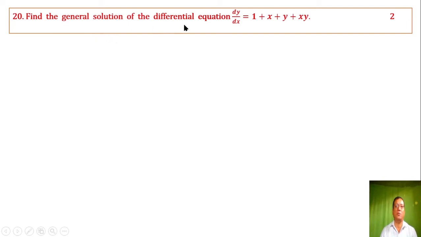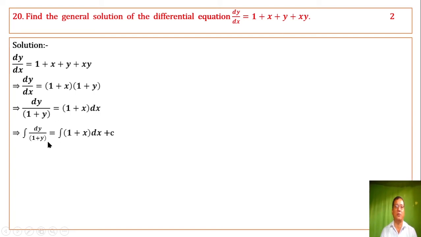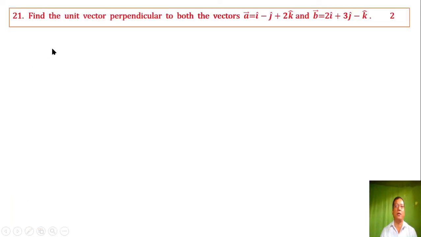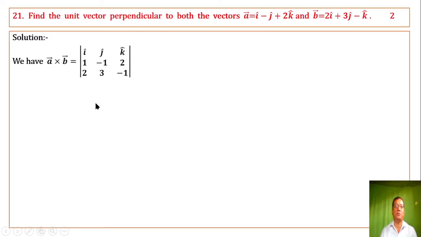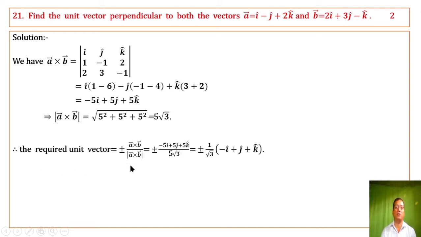Find the general solution of the differential equation, this, 2 marks. We have this factorized right hand side and apply separation of variables. We get this. Integrating both sides, plus constant of integration, whose integral is this, whose integral is also this, which is the required general solution. For question number 21, find a unit vector perpendicular to the vector this. We have a cross b is this, whose expansion in the first row gives this, whose determinant is this, whose absolute value is also this. Therefore, the required unit vector is, using this formula, put their respective values, cancelling 5, 5, we have this.